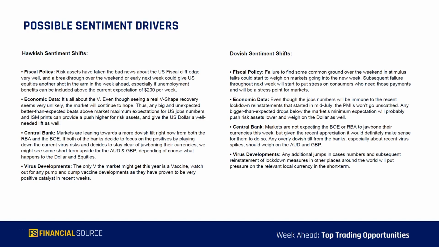Central banks, markets are leaning towards a more dovish tilt right now from both the RBA as well as the BOE in the week ahead. So if the banks decide to focus on the positives by playing down the current virus risks, as well as deciding not to jawbone their currencies, we might see a little bit of a short-term upside for the Aussie and the pound, depending, of course, what happens to the US dollar and equities.